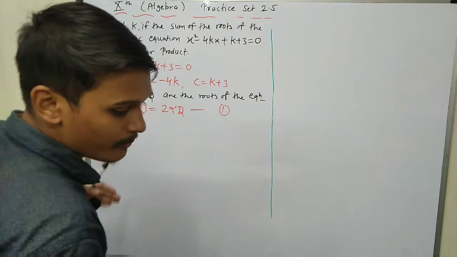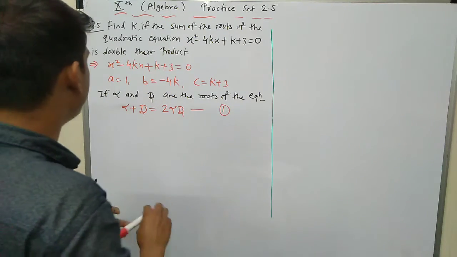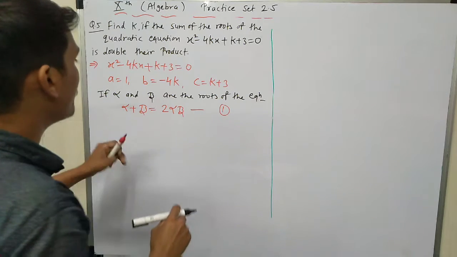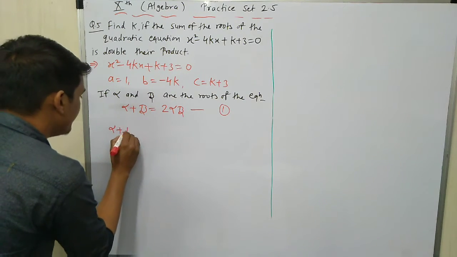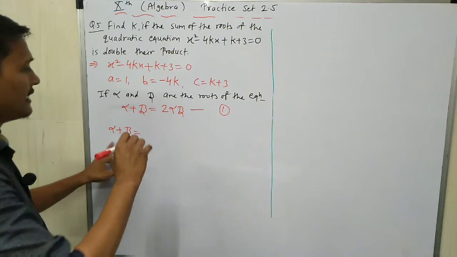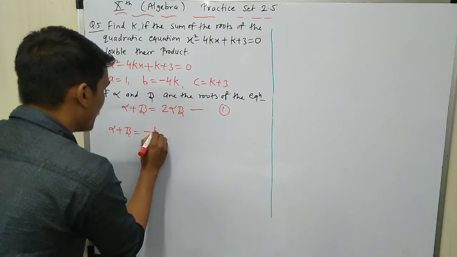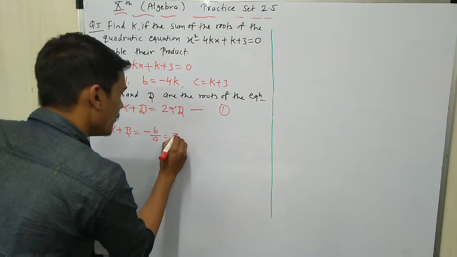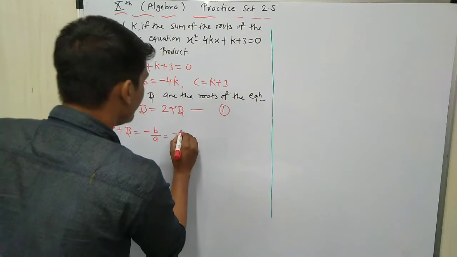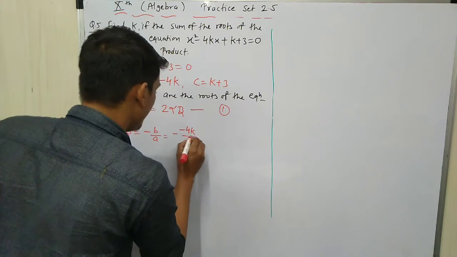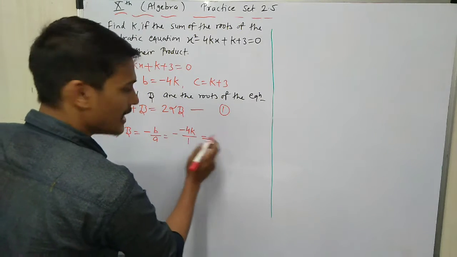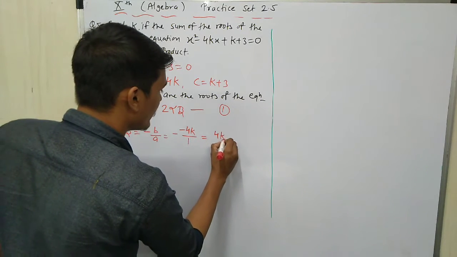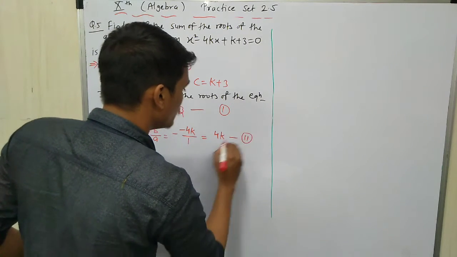Clear? Now first you can find out alpha plus beta. Alpha plus beta is equal to what? There is a formula, minus b upon a, is equal to minus, b value is minus 4k, upon a. A means what? 1. Minus minus is plus, so you can write down 4k. This is equation number 2.